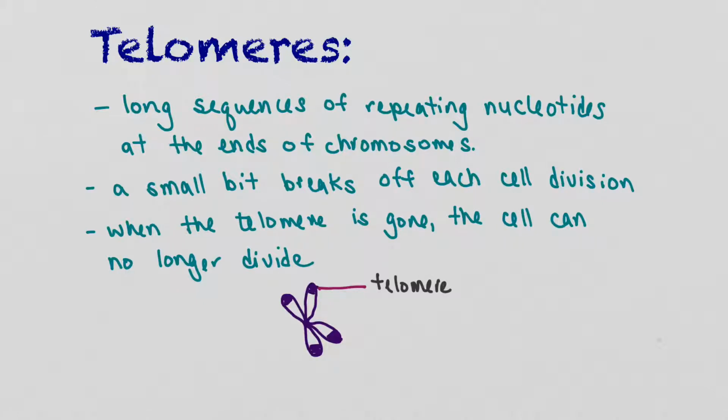Finally, a special part of DNA on chromosomes are called telomeres. And telomeres are long sequences of repeating nucleotides, and they're found at the ends of chromosomes. And when cell division happens, a small bit of that telomere can break off every time. And eventually, if that telomere is completely gone, the cell can no longer divide. Because once it starts dividing and the telomere is not there, parts of the coding regions of DNA would break off, and that would be really problematic.